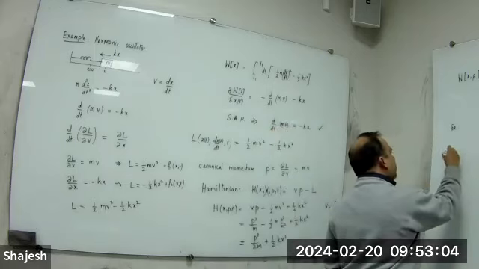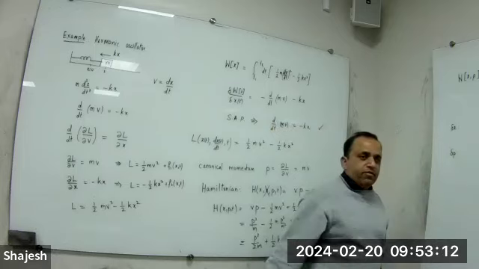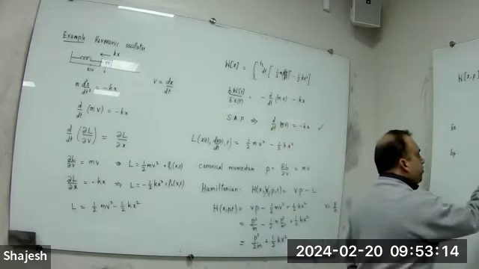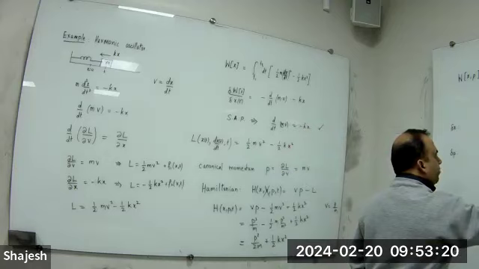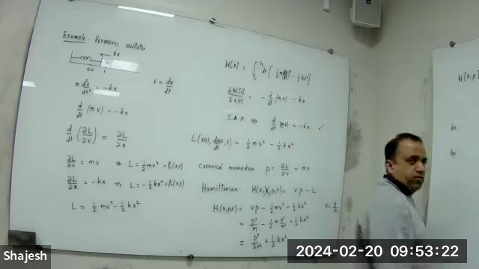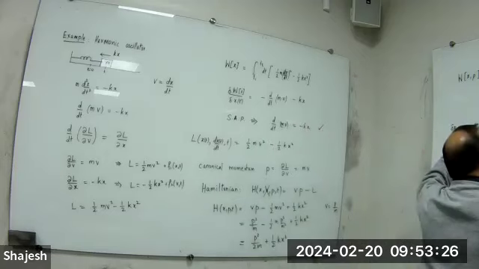And when you vary it with p, momentum, this gives you the total time derivative of the momentum with respect to time is equal to minus the partial derivative of the Hamiltonian with respect to x. Let's see what this implies.